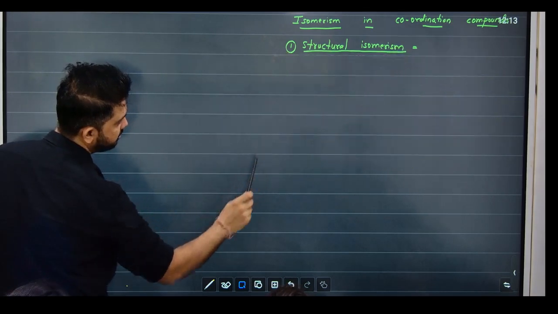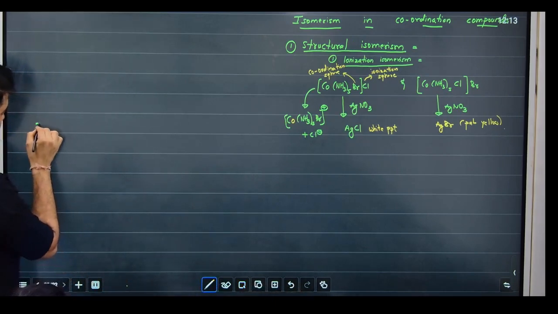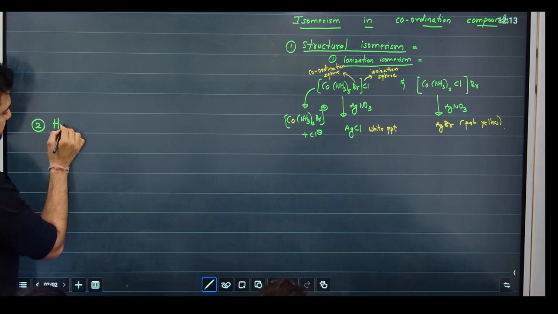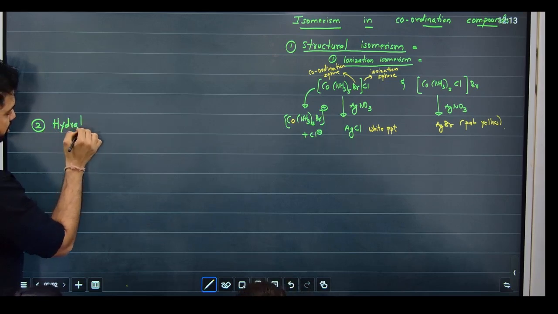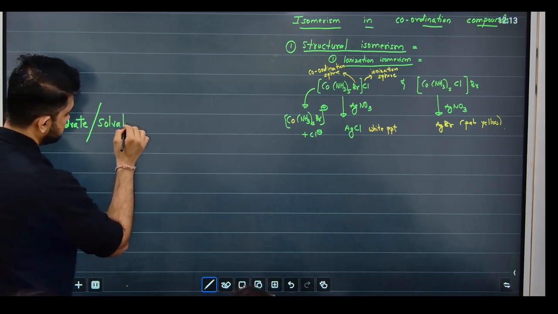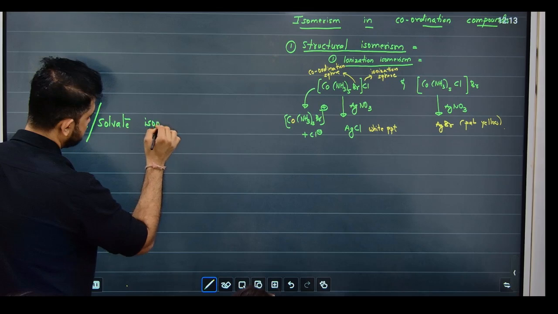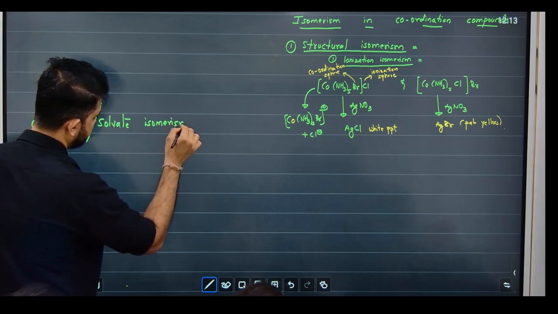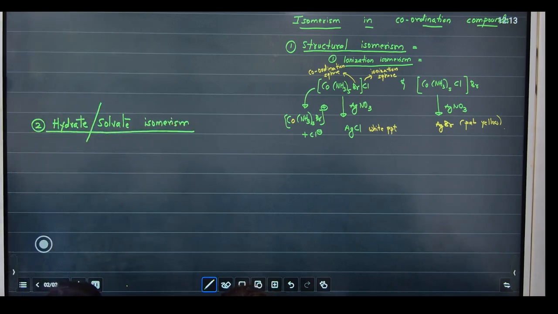Write the second one. Hydrate or solvate isomers. Hydrate or solvate isomer or isomerism.